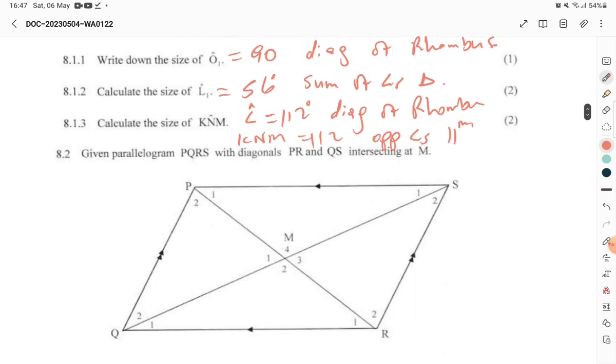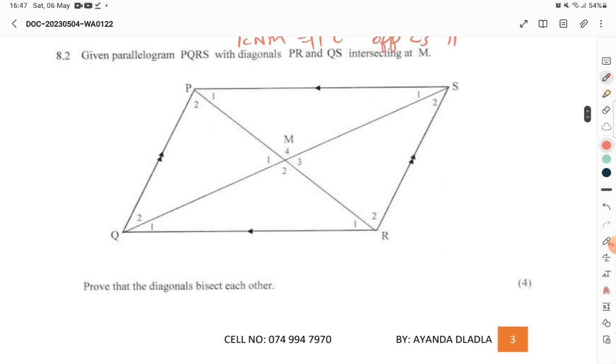Now coming to number 2. Number 2 says, given the parallelogram PQRS with diagonals PR and QS intersecting at M. Here we have these diagonals, and this is the parallelogram provided to us. Now coming to this question: prove that the diagonals bisect each other. How do you go about approaching this question?